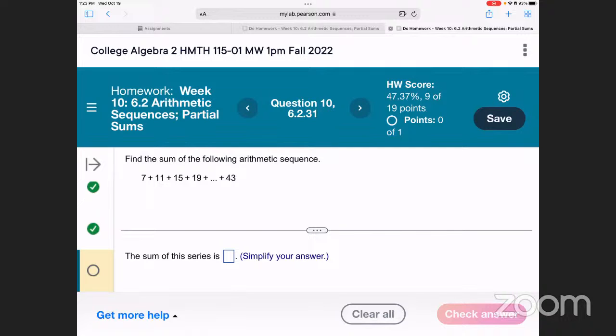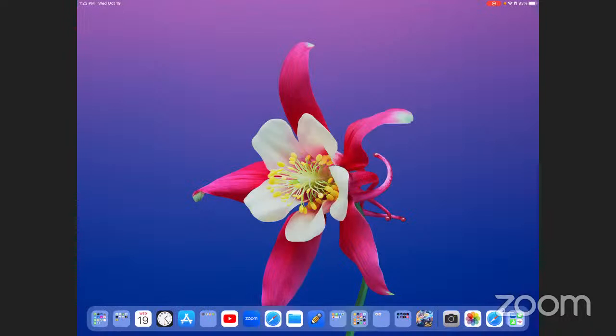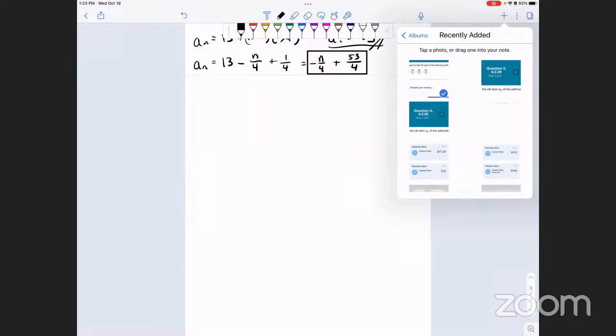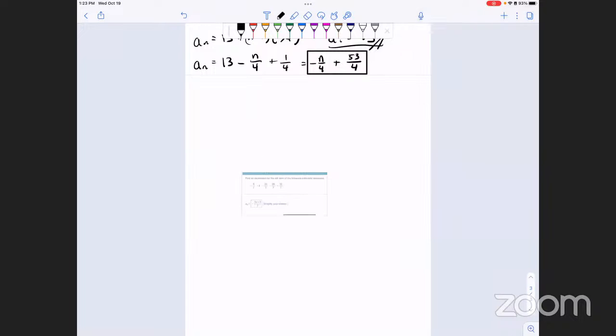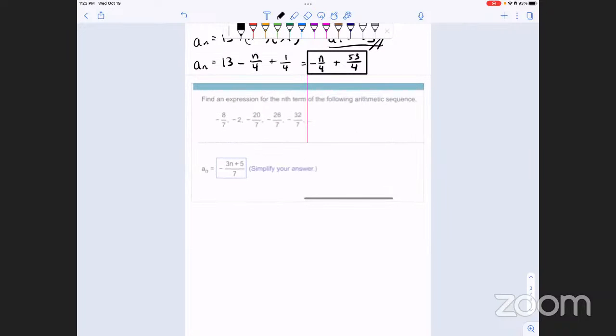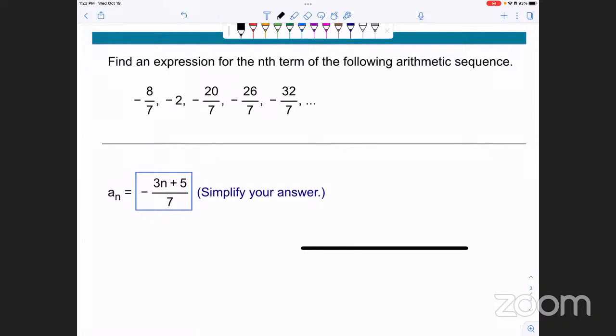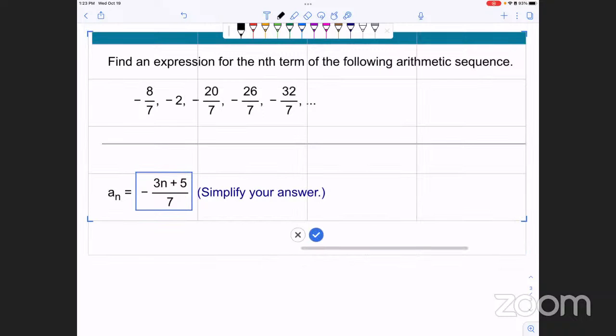And I'm going to share right here. Let's go here. I'll drop it. I think it was this one. Cool. All right. So yours should be this. Let me just make it so you can see it. Okay. It says find an expression. Let me crop this. That's good. Okay.